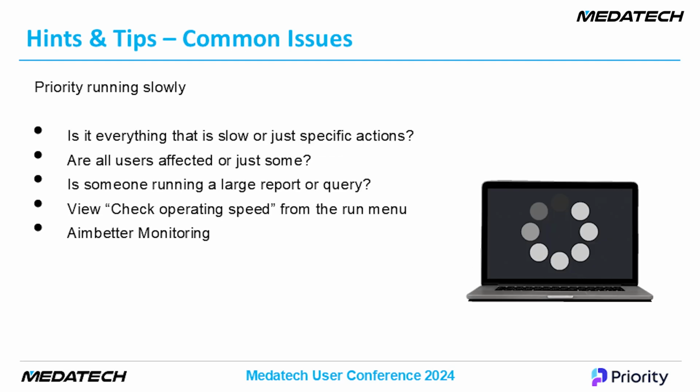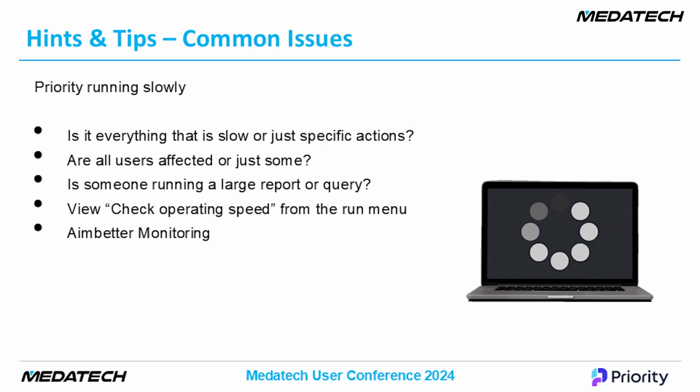And finally, probably the fourth most common service call we get is, my Priority's running slowly. What we really need to understand when this happens, because it could be a variety of different reasons, every single case I've seen of this is something different. We need to know if it's all of your users that are affected. Is it just some? Is everything slow? Is it just some things that are slow? Are other things on your network slow?